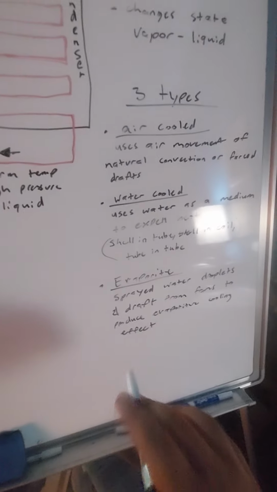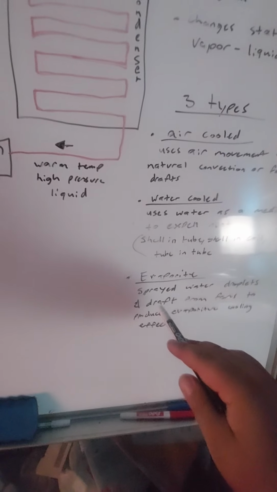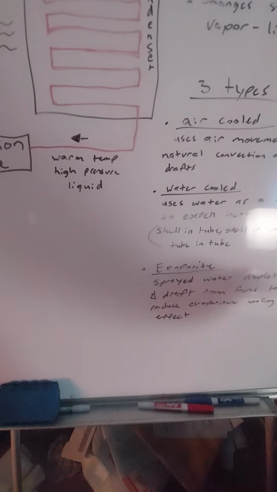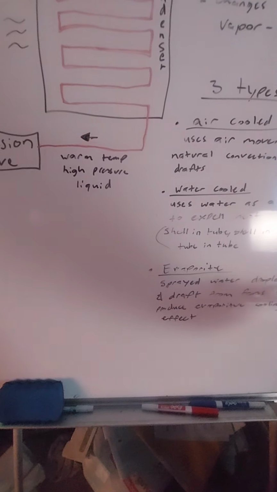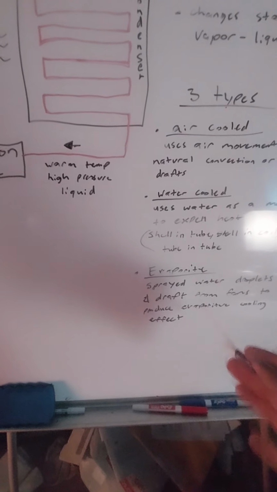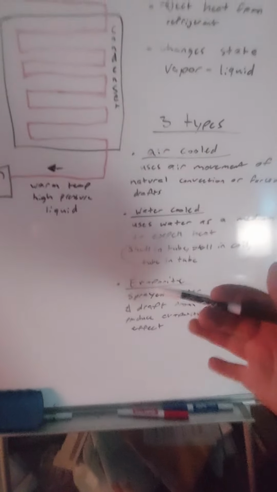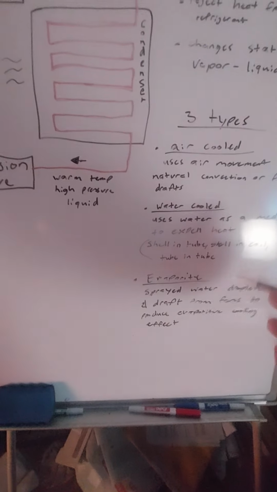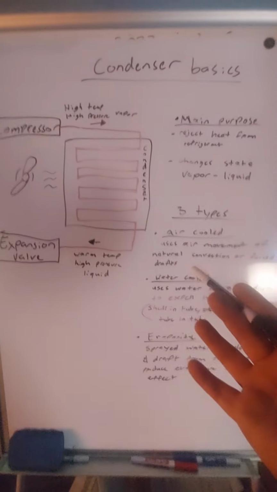And then the third one we have is evaporative condensing units, which basically spray water droplets and use draft from fans to produce an evaporative cooling effect to cool down the condensing units. It's kind of a combination of the air-cooled and water-cooled units. So that's the basic idea of it.